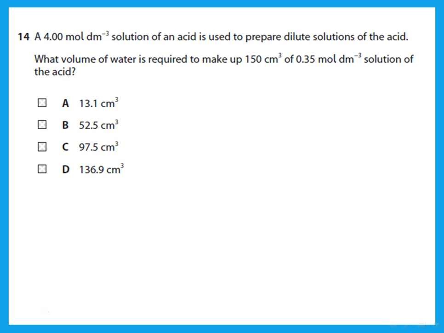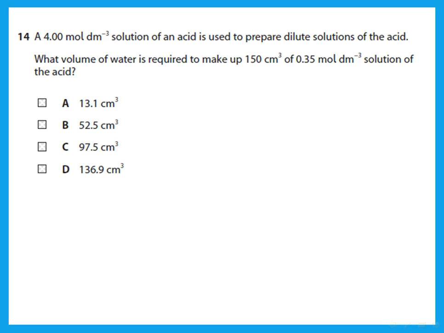A 4 mole per decimeter cubed solution of an acid is used to prepare dilute solutions of the acid. What volume of water is required to make up 150 centimeter cubed of 0.35 mole per decimeter cubed solution? So I want a solution with a total volume of 150, and the concentration should be 0.35, not the 4 that he's starting with. He's starting with a solution that is 4 mole per decimeter cubed. I want it to be 0.35.